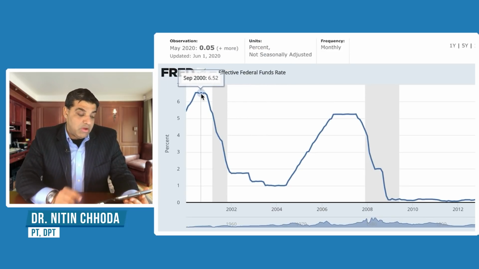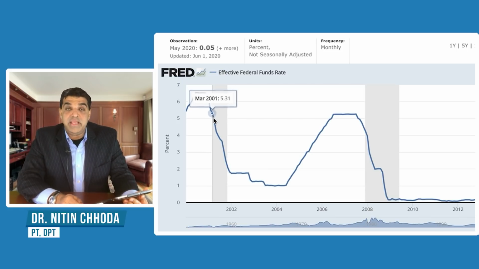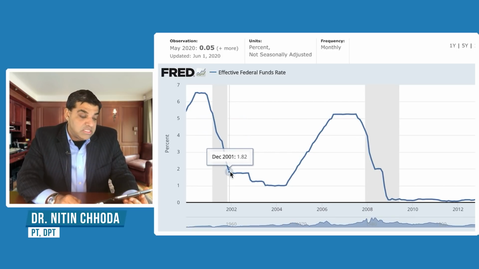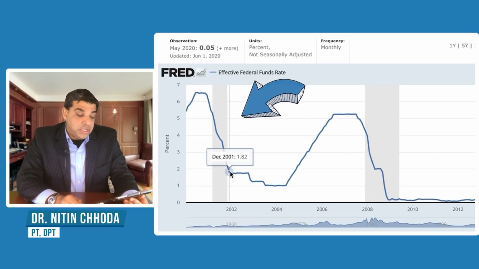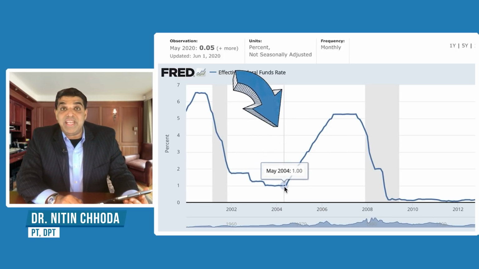And so you can see that what happened in 2001 was 9/11 happened, the economy took a big hit, and that's when the Federal Reserve lowered the federal funds rate all the way down. It came down to 1.82% in December 2001, and then it continued going down, and in March of 2004, it was all the way down to 1%.